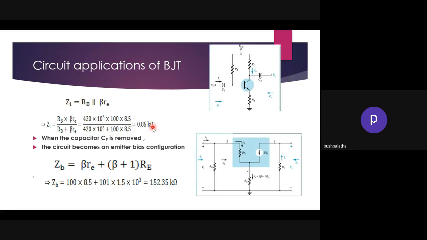See, with CE it was actually 0.85. When I removed CE, whether it is a small increase, or it gets doubled, or it is a significant increase, you just put 0.85 into 0.85 and see. It is not a double one, so it is a significant increase. Actually, I did all the calculation for our understanding. Without the capacitor it is going to be a significant increase, right?